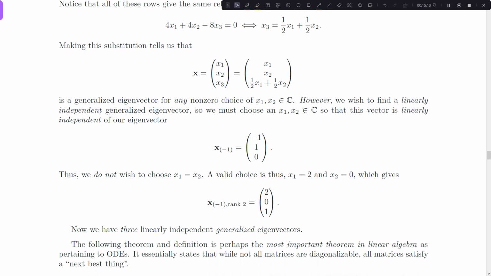Okay, so now I really, I can't stress this enough. The following theorem and definition is the most important theorem in linear algebra pertaining to ODEs. So when it comes to ODEs, which is the entire point of this class, there's one theorem in linear algebra that trumps them all, and that's this one. And this is the next best thing to diagonalization.